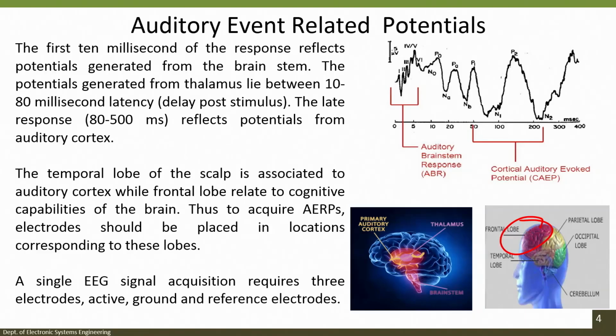All right. So, a single EEG acquisition system requires 3 electrodes: active, ground and reference electrode, right. We require 3 electrodes: active, ground and reference.